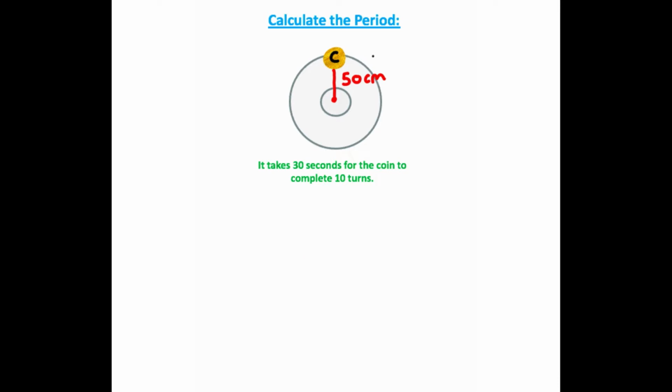So let's go ahead and assign some numbers. First off, we're trying to solve for the period. And notice that we have a time of 30 seconds. It takes 30 seconds for the coin to complete 10 turns. So we have time and we have turns. So what we can do is use this relationship here to calculate the period.